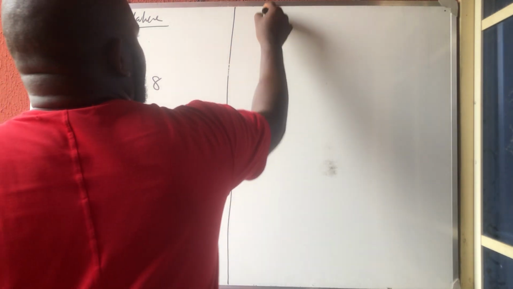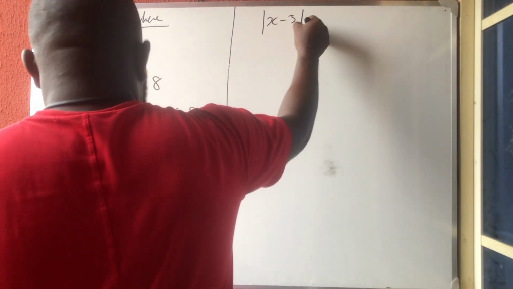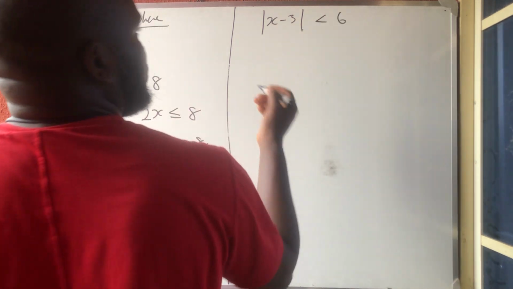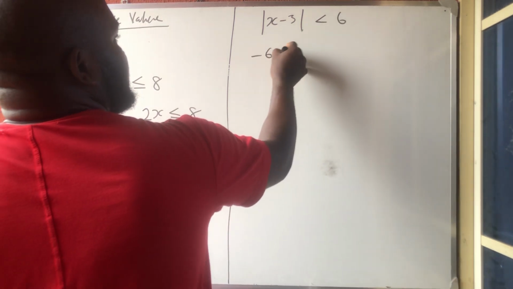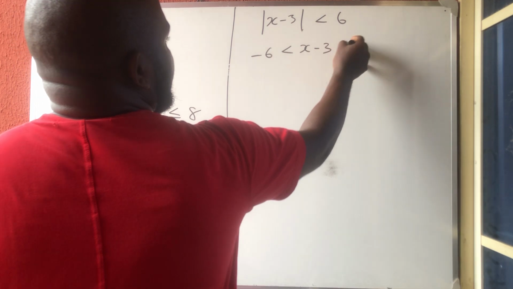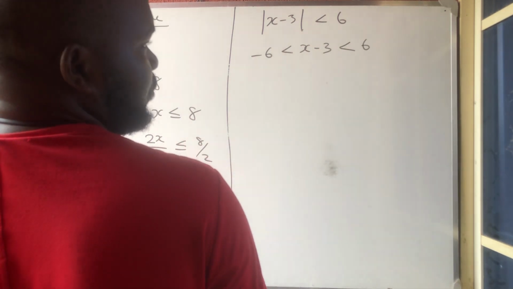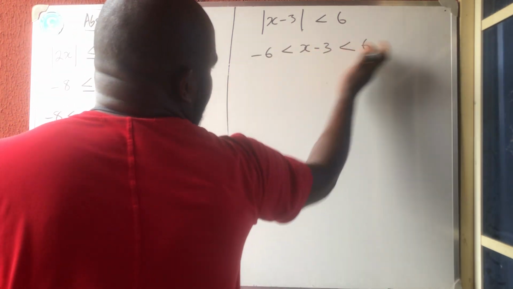This one said absolute value of x minus 3 is less than 6. So what do you say? Minus 6 is less than x minus 3, less than 6. That's how to remove absolute value. Bring out this side, solve it. Bring out this side, solve it.